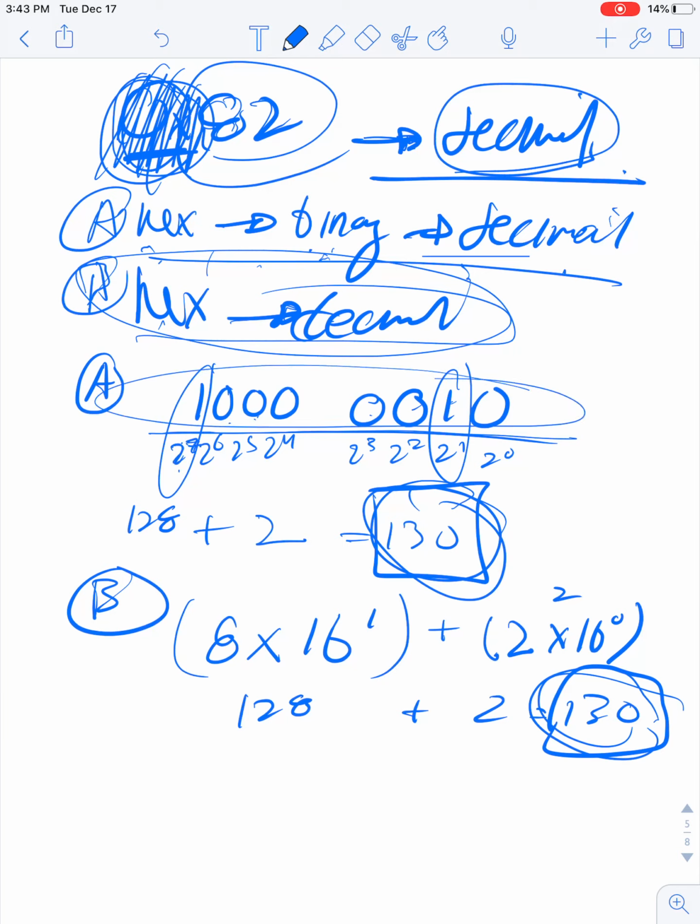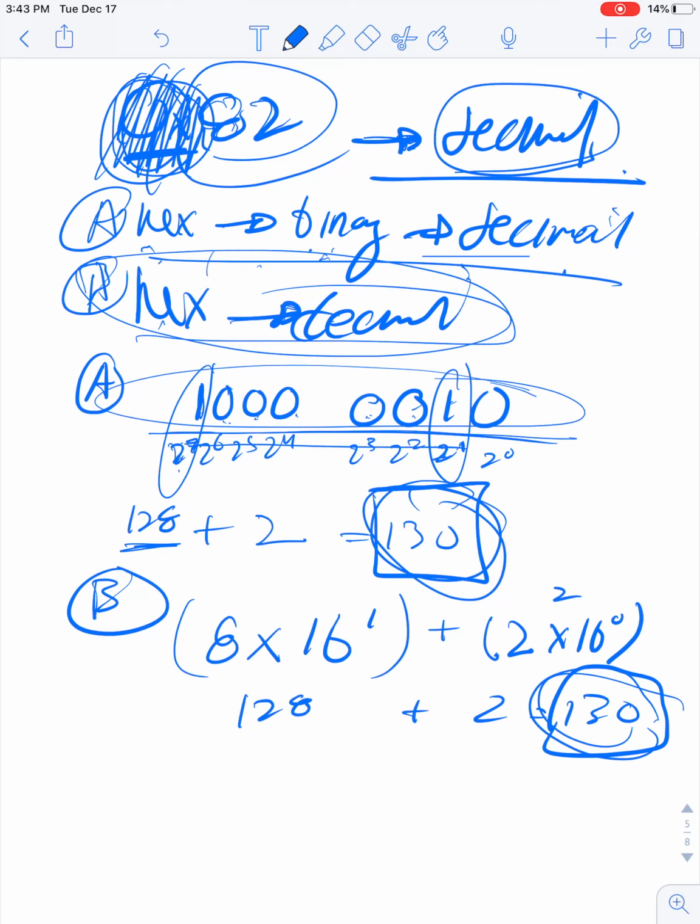So here, 2 to the 7, because there are 8 digits in total, you can eyeball it. 8 digits means 2 to the 7 will be the highest one. 2 to the 7 has a 1 there. That means I'm going to place 128 there. And 0, 0, 0, 0, 0.